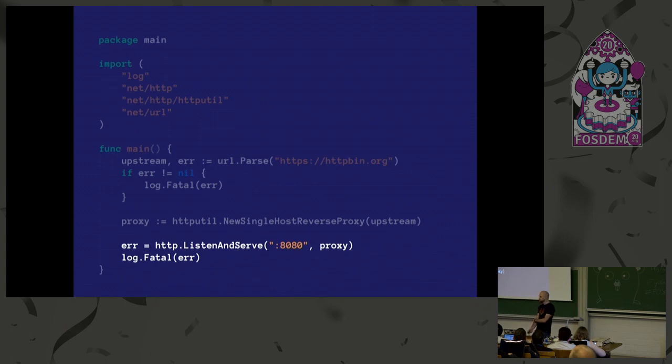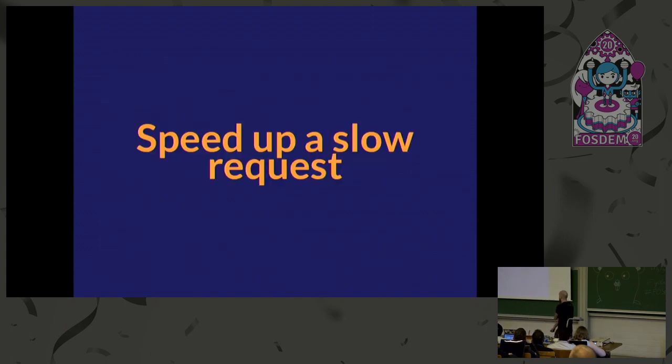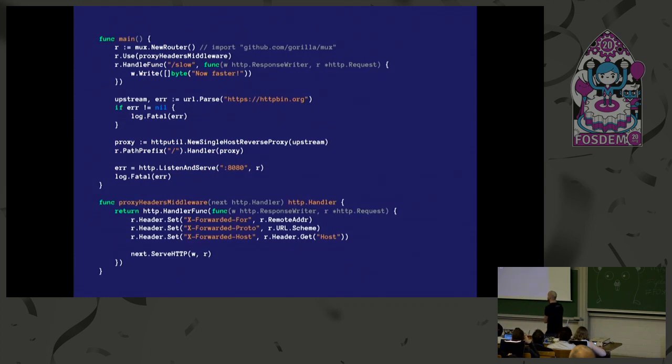Now, we have a reverse proxy. How can we speed up a slow request? Let's imagine that we have a slow endpoint, which is on /slow. This is the amount of code, removing imports, that you need to write to handle it.